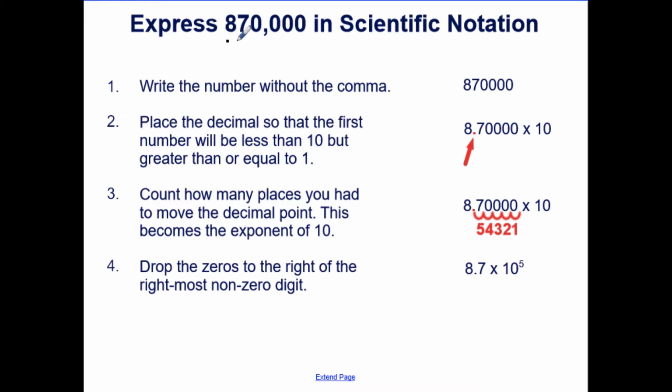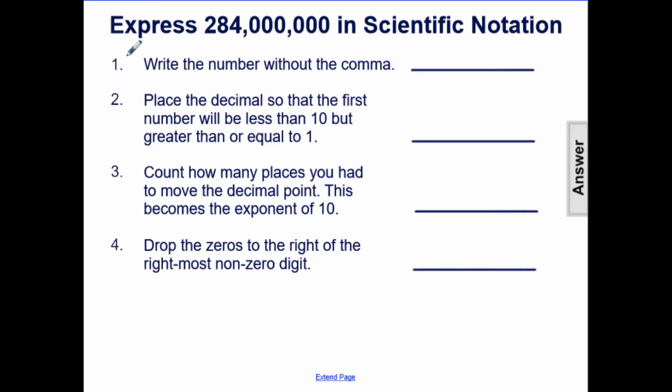So here we're using the number 870,000. So first we're writing the number without the comma. We're going to place the decimal so that the first number will be less than 10 but greater than or equal to 1. So here we're going to place it between the 8 and the 7. We're going to count how many places we had to move the old decimal point. So when the old one was there, it was all the way to the right, and it was moved 5 times. And this is going to become the exponent of 10. So that's why there's an exponent of 5. And we drop all 4 unnecessary zeros to leave the 8.7 to give our scientific notation.